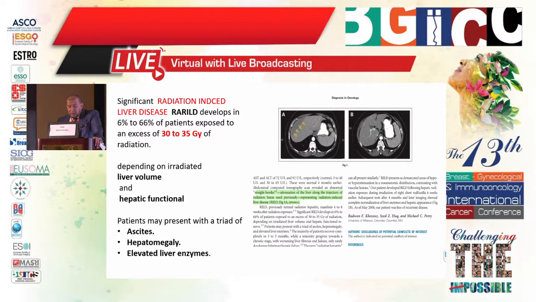It is seen in 66% of patients exposed to 30 to 35 Gy of radiation. I know that Dr. Yusri has heavy experience with hepatic radiation, and many of our patients have chronic liver disease, and the V30 of even the whole volume of radiation to the liver depends upon the reserve of healthy hepatic tissue in our patients. So the patient may present, as this patient actually presented, with ascites, hepatomegaly and elevated liver enzymes, a triad caused by hepatic radiation in many patients.